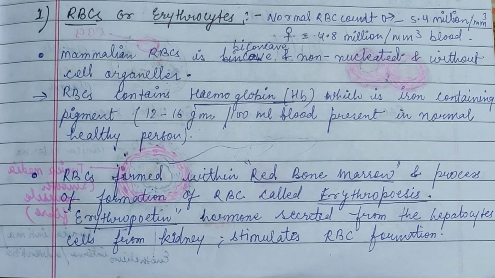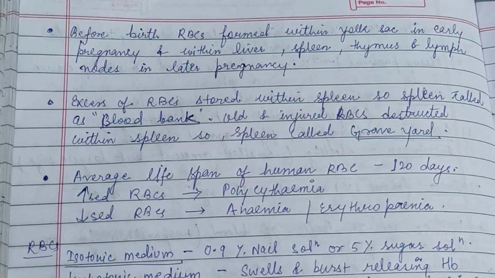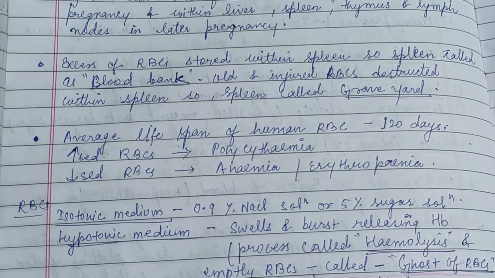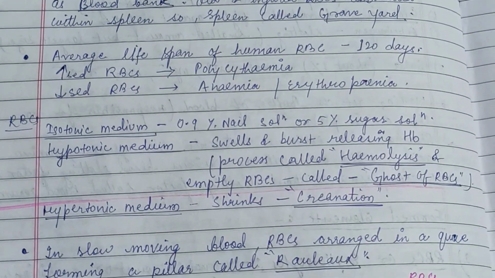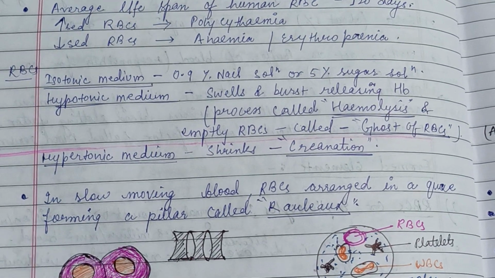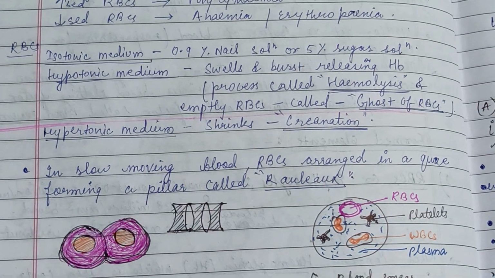It is formed in the red bone marrow, and the process of formation of RBC is called erythropoiesis. Excess RBC is stored within the spleen, so the spleen is called the blood bank, and also called the graveyard. The average lifespan of the human RBC is 120 days. The increased RBC condition is called polycythemia, while the decreased condition is called anemia or erythropenia.